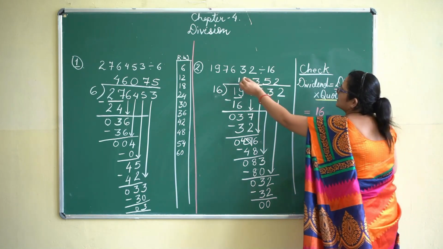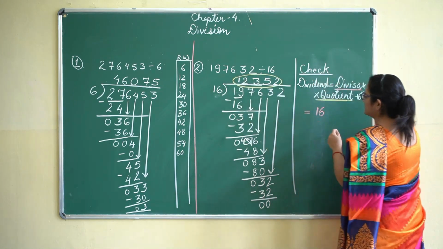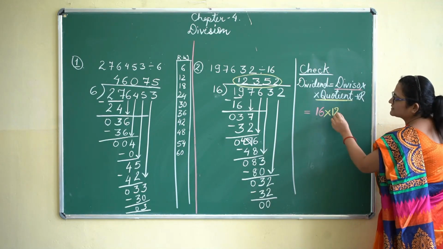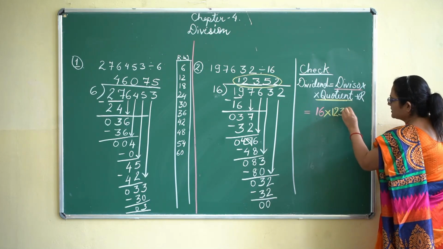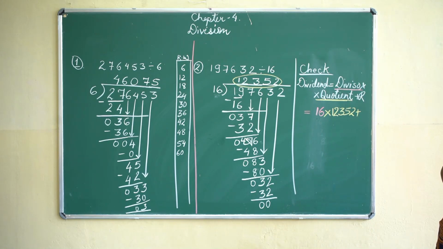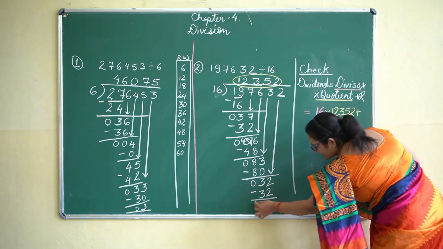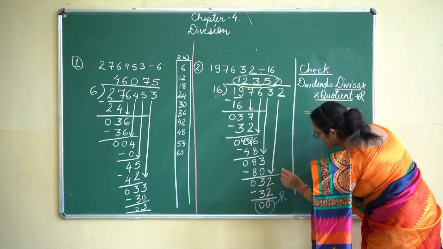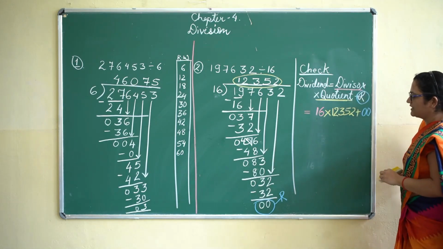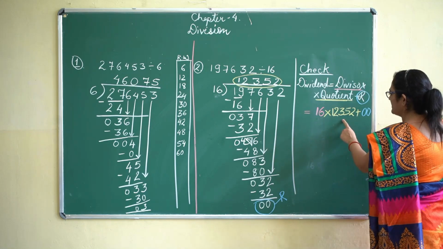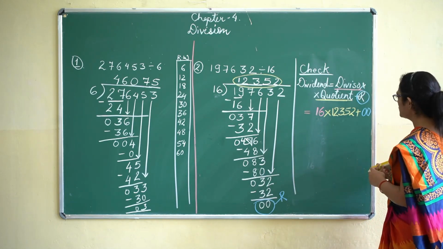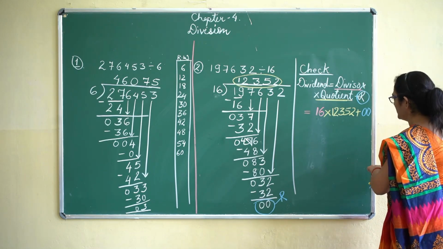Quotient is the answer that we are getting. This is the quotient. Multiply by the divisor, that is quotient, plus remainder. What is the remainder in this? The remainder is this number. What is the remainder? 0. Now we will multiply 16 by 12,352 and then we will add 0 as the remainder.